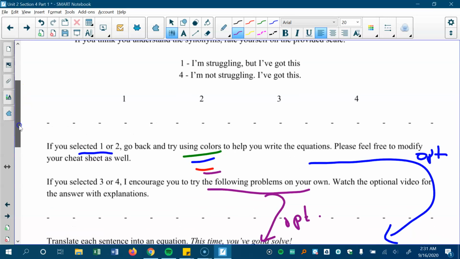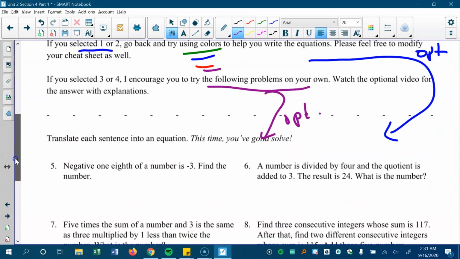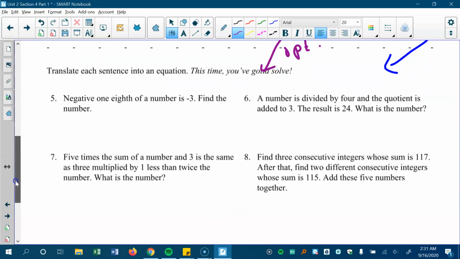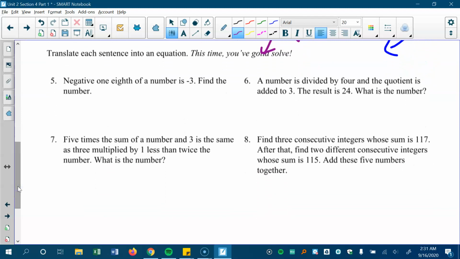This video goes over Unit 2, Section 4, Part 1, Part 2, in the sense that we're going to do 5, 6, 7, 8 in this video.